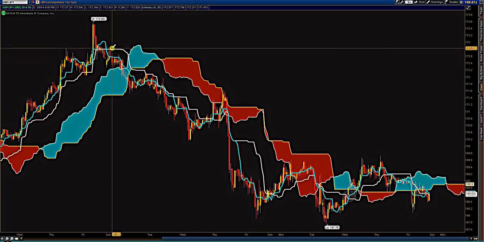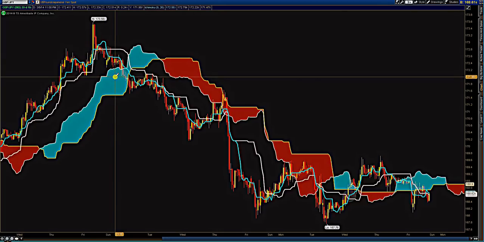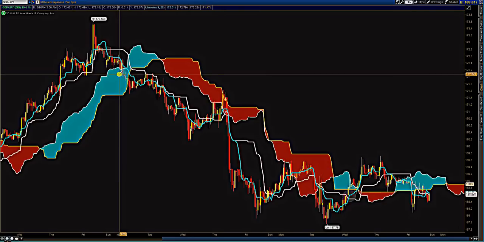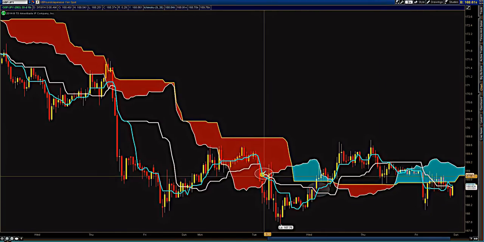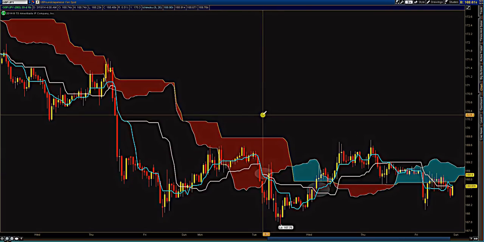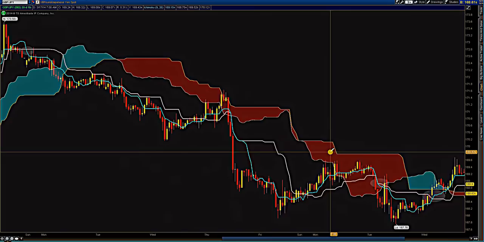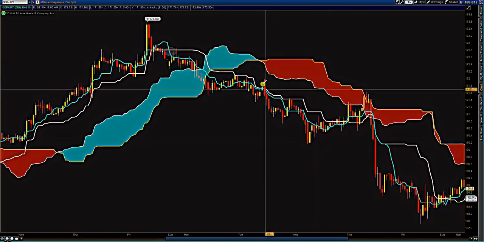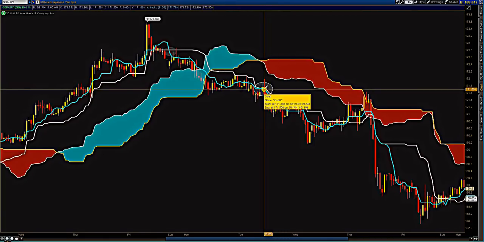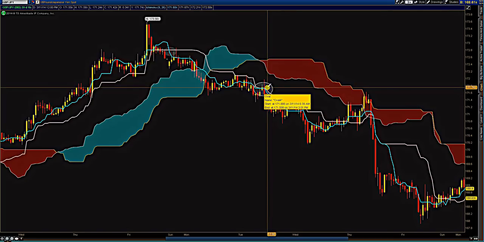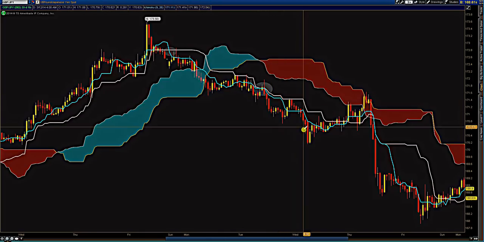A medium cross is when the crossover occurs within the cloud. In this case, a medium cross would be right here, where the Tenkan crosses below the Kijun within the cloud. That's a medium cross because the components did not cross above the cloud, rather within the cloud. And a strong cross is when price breaks. In this case, we have it right here. The Tenkan-sen crosses below the Kijun-sen, below the cloud. So we have a bearish cross in bearish territory. That's a strong indicator, and in this case, it worked out well too.